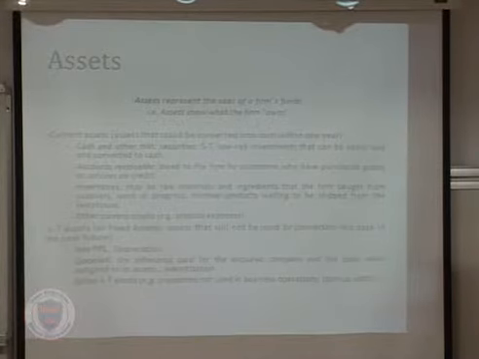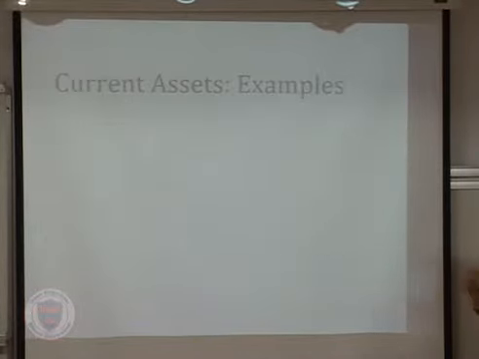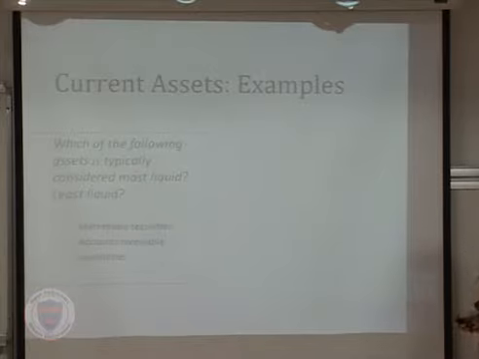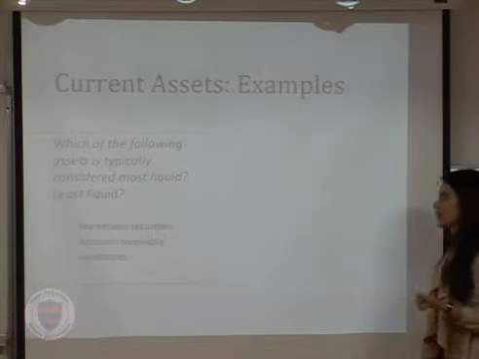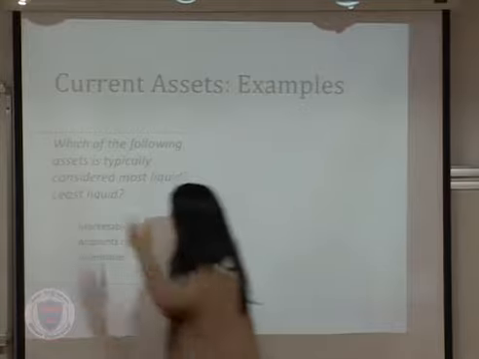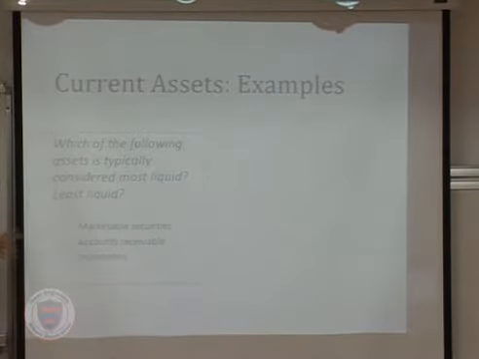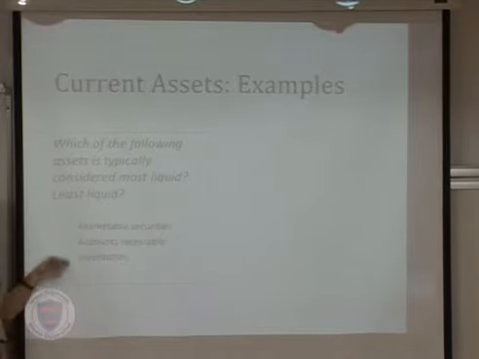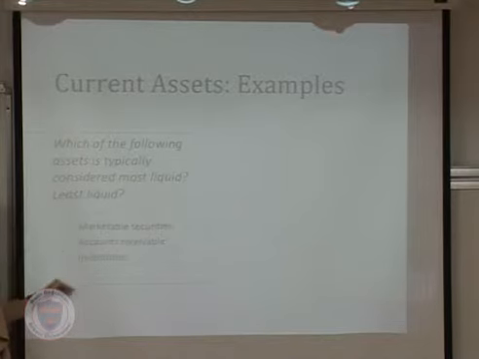Okay, we talked about all of these, so I will move on. Let's go into this very simple example. It says, which of the following assets is typically considered most liquid? Which one is least liquid? So, marketable securities, accounts receivable, and inventories. Which one is the most liquid one?